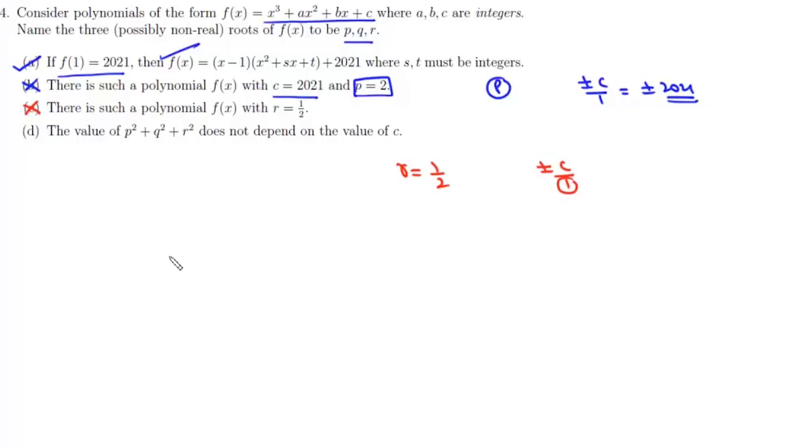Now for this option D, we can write p square plus q square plus r square as (p plus q plus r) whole square minus 2 times (pq plus qr plus rp). Now p plus q plus r is minus a, so it will be a square, and then minus 2 times this, which is b. So this p square plus q square plus r square doesn't depend on c. So this option D is also correct. So the correct options are A and D.